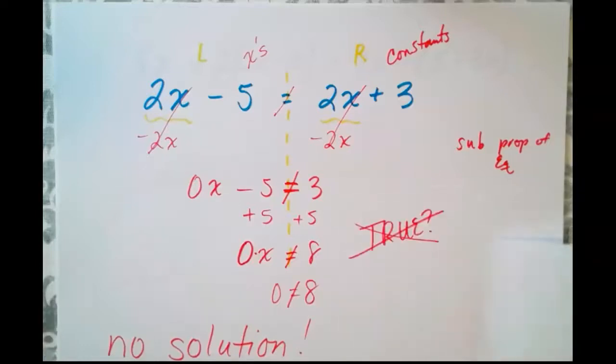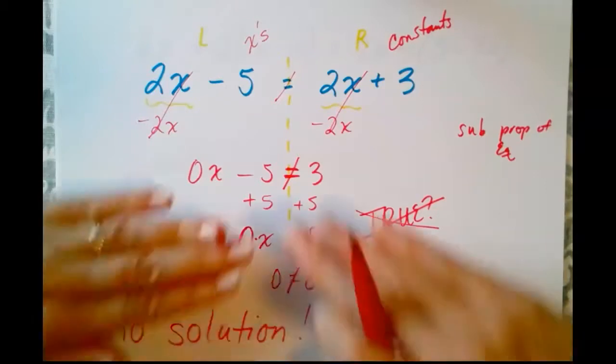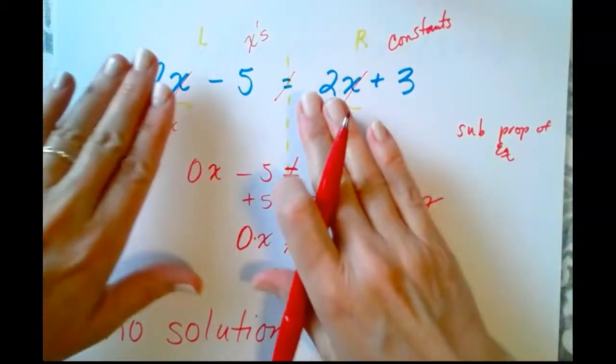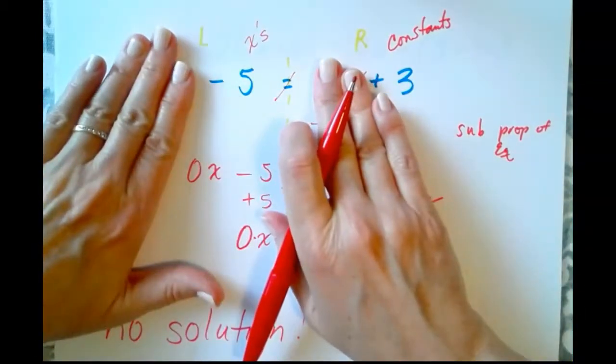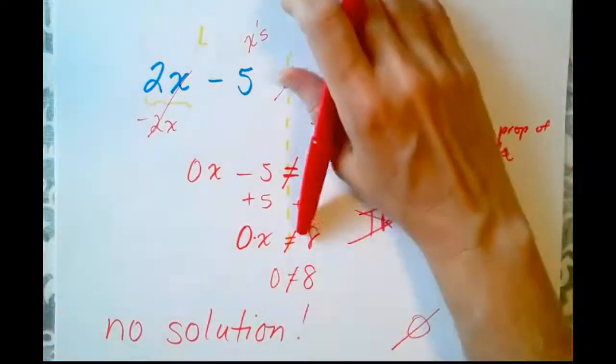So you can write no solution, or you can use this little symbol which represents no solution. But we are going to see equations where the left-hand side and the right-hand side are never going to be equal to each other no matter what. And this one we were able to see pretty quickly right up front, because as soon as we take away those two x's, we see that the left-hand side is never going to be the same as the right-hand side. Let's check another problem.